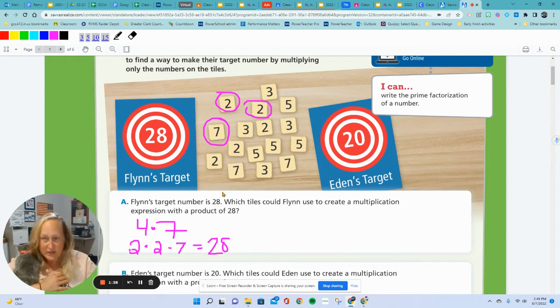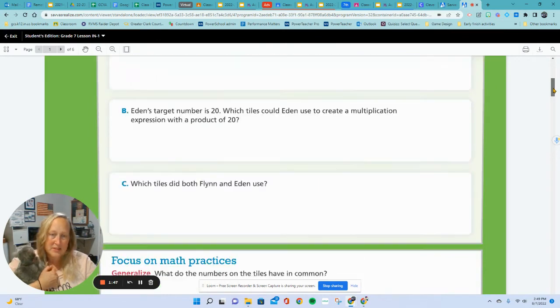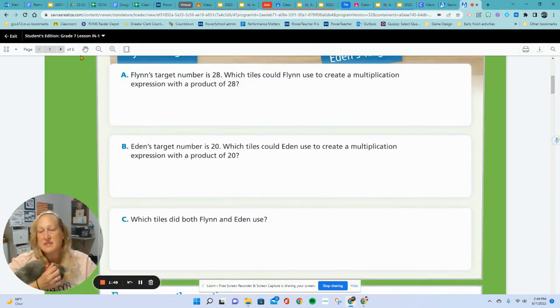So if you did that right, great job. Now our next goal will be to try to make Eden's target number, and her number is 20. So we're doing the same thing, push pause and write down using only these tiles, how are you going to make 20? Okay, so you should have unpaused and you're going to be able to discuss it.